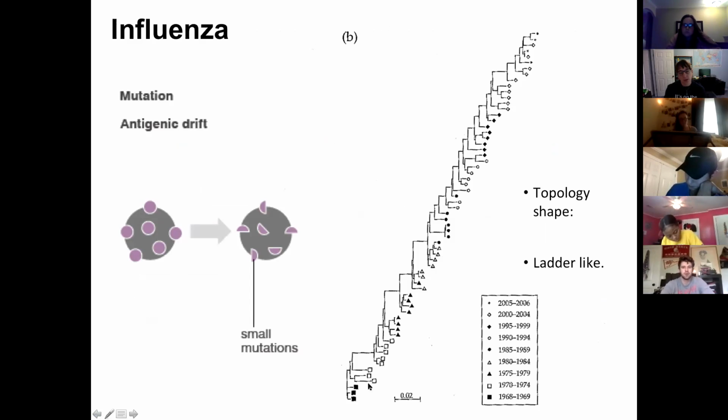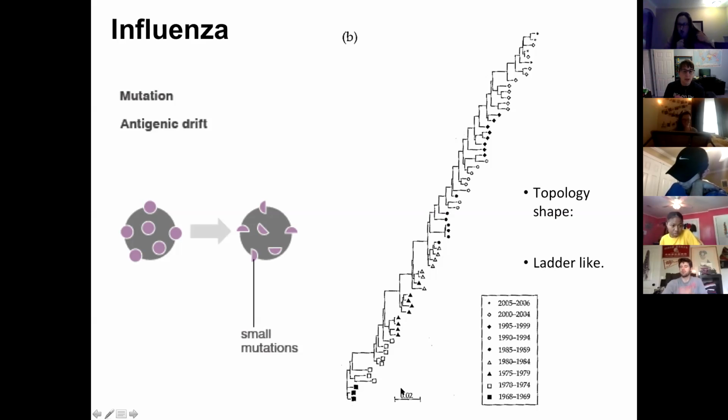If we start out and look at these phylogenies, again, remember I scanned this one, I have a better one in just a second. What you see is this ladder, this stepping stone shape, right? When you look at where the viruses are, you'd have viruses in 1968, 1969, and then 70 to 74, and so on. You can see that in the different shapes and shading in the tree.